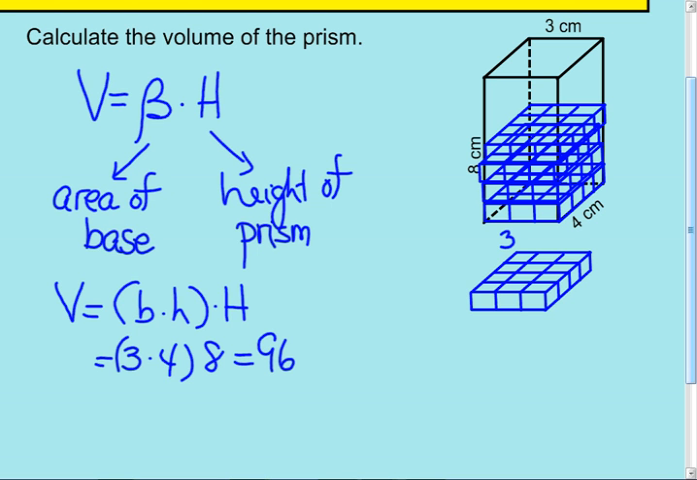Now, volume is how many cubes you can put inside there. 96 cubic centimeters. Okay, so area is how many squares you can fit in the space, but volume is how many cubes. So it's just the area of the base times the height. Now you need to know your formulas to find the area of the base.